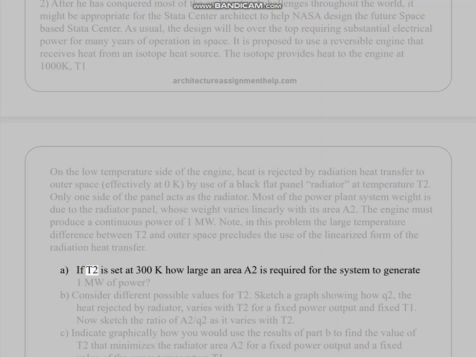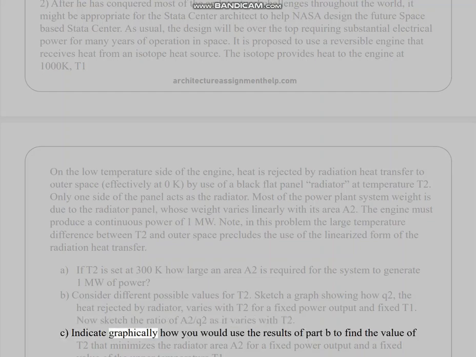A. If T2 is set at 300 K, how large an area A2 is required for the system to generate 1 megawatt of power? B. Consider different possible values for T2. Sketch a graph showing how Q2, the heat rejected by the radiator, varies with T2 for a fixed power output and fixed T1. Now sketch the ratio of A2/Q2 as it varies with T2.